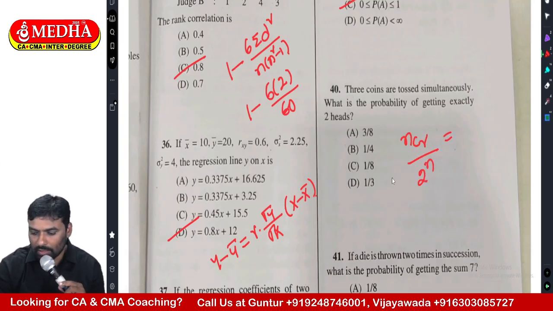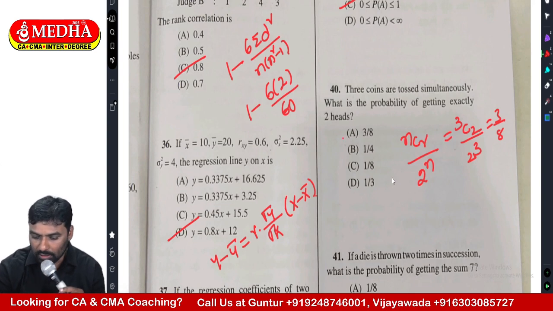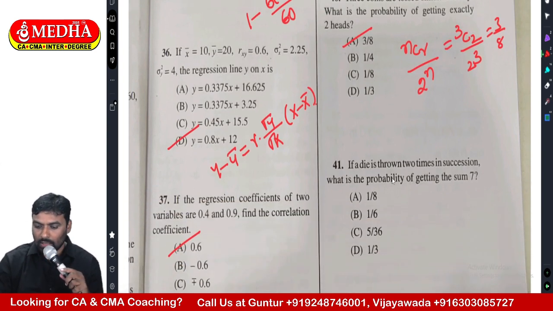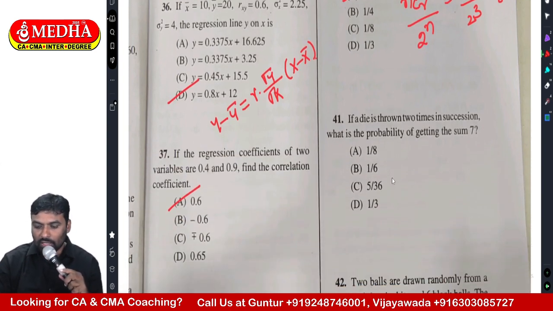Here n is 3 and r is 2, like 3c2 by 2 cube, so 3 by 8. So option A is correct. Next, problem number 41. A die is thrown 2 times in succession. What is the probability of getting sum 7?